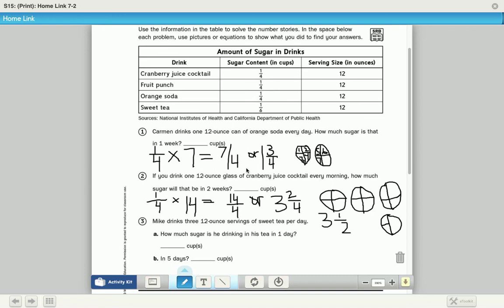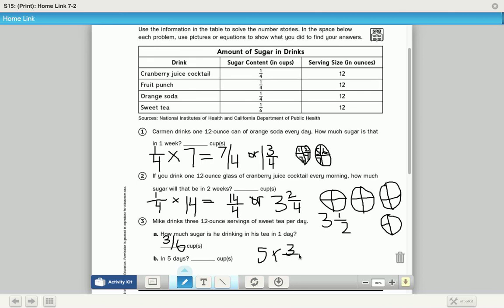Sorry. How much is he drinking? How much sugar is he drinking in his tea in 1 day? So if he's drinking 3 every day, we would do 3 times 1/6, or you could do 1/6 plus 1/6 plus 1/6. So he's drinking 3/6 of a cup of sugar each day, and 3/6 would be the same as 1/2. If he's drinking it for 5 days, he's drinking 5. Oh, sorry. So in 1 day, he's drinking 3/6. So in 5 days, you would do 5 times 3/6 or 5 times 1/2.